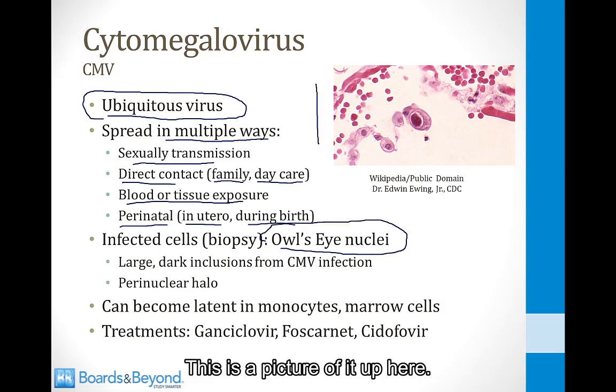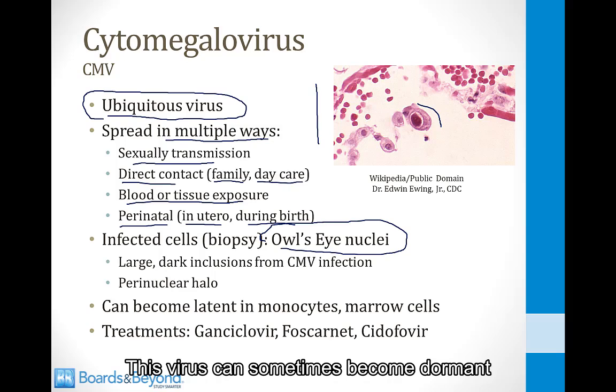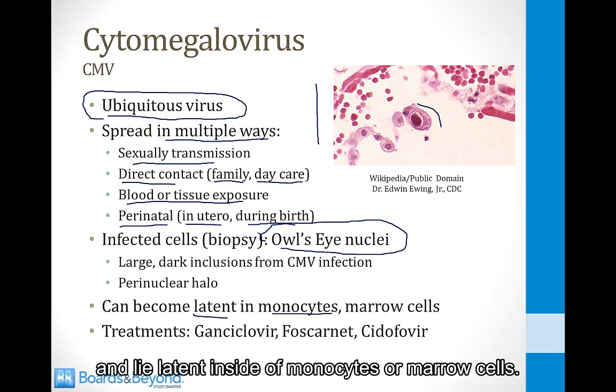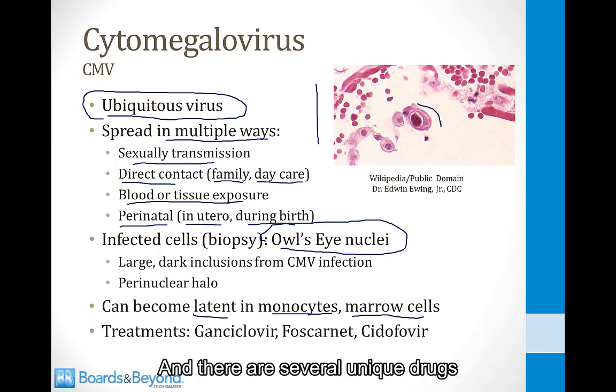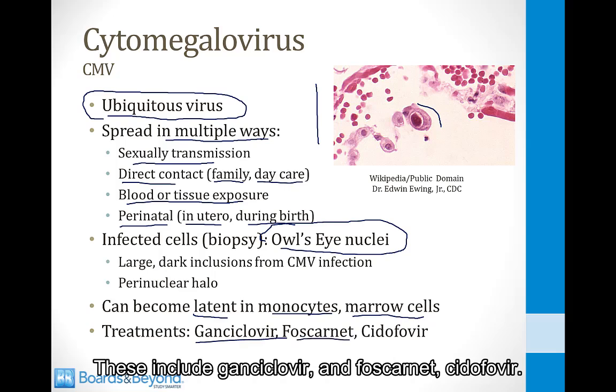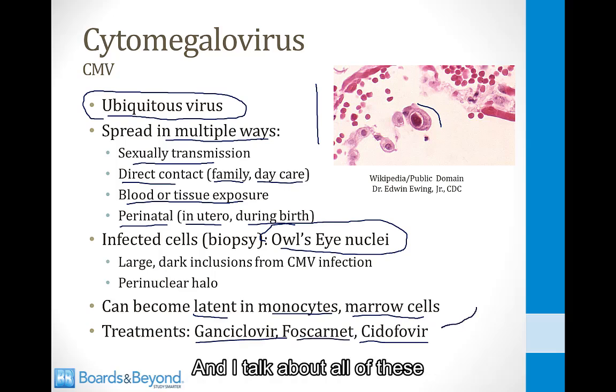This is a picture of it up here. You can see that this cell right here has a dark nuclei that's enlarged. It's about half the size of the cell, and it's got white clearing around it. That's called a perinuclear halo, and this owl's eye nuclei is classic for cytomegalovirus infection. This virus can sometimes become dormant and lie latent inside of monocytes or marrow cells, and there are several unique drugs to treat cytomegalovirus infections. These include ganciclovir and foscarnet and cidofovir, and I talk about all of these in the module on antiviral drugs.